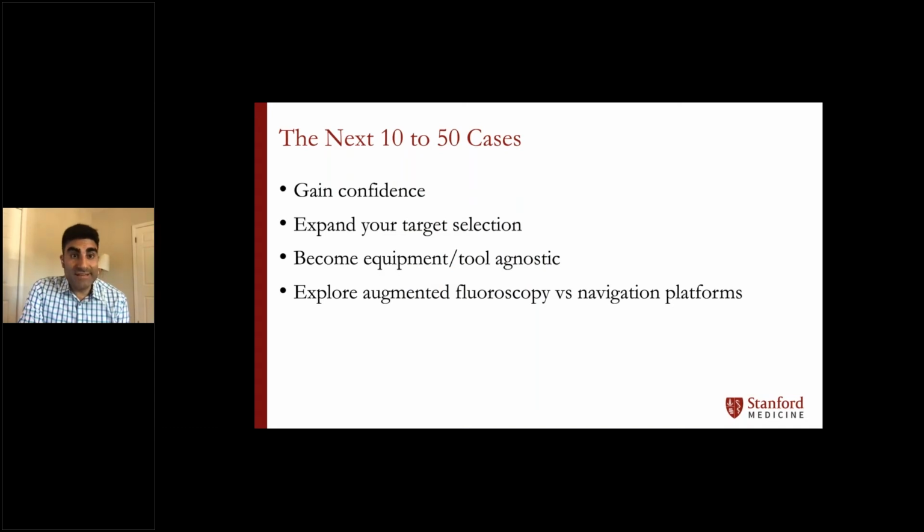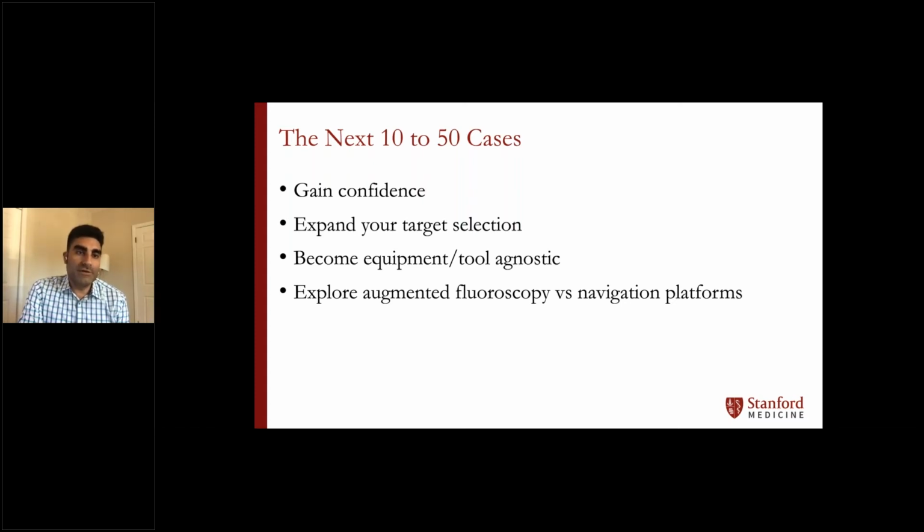From my 10 to 50 cases, I really started expanding the target selection. Earlier I was going after masses or straightforward chip shot targets. Then I started saying, okay, let me go after some smaller targets.